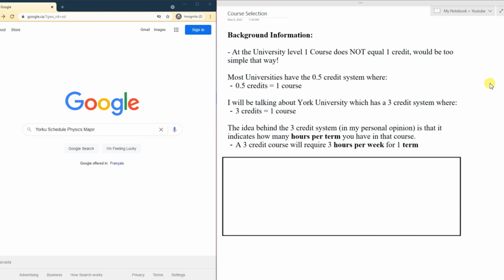York University has one that's a little bit unique, but I personally like it because, again, it makes more sense to me of how it works in terms of the hours per term. So York University has a 3-credit system where if you take one course, you get 3 credits. The idea behind the 3-credit system is that the 3 credits represents how many hours per week you're doing in one term or one semester. So for the fall, winter, or summer term, if you take one course that is 3 credits, you're spending about 3 hours per week in lecture. That's not talking about the homework, assignment, tutorial, or lab. That's just the lesson time is 3 hours per week.